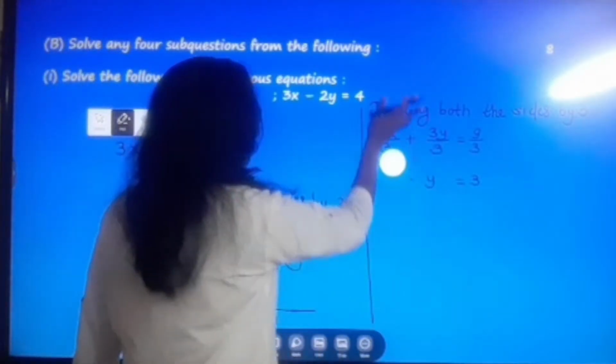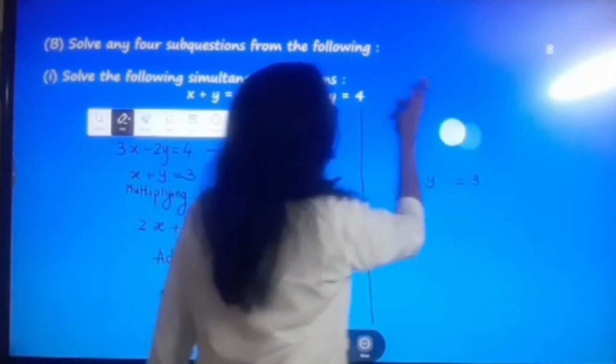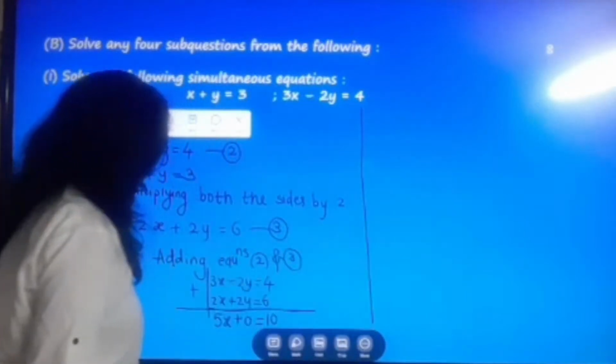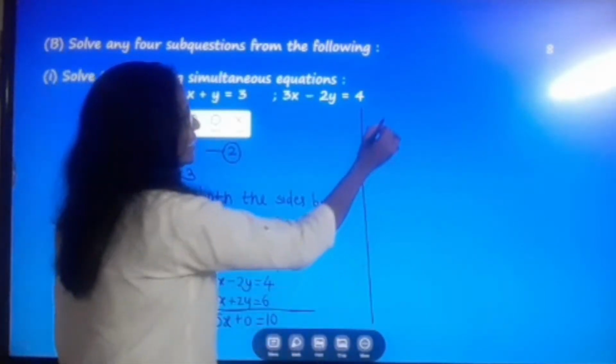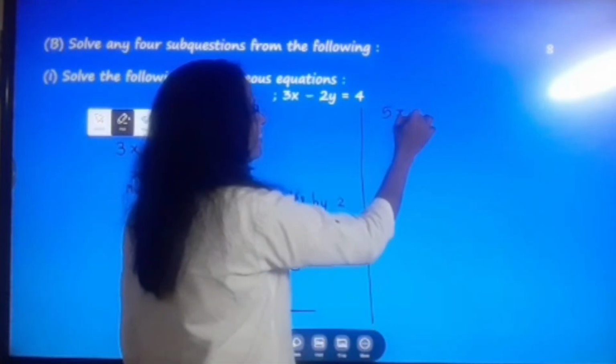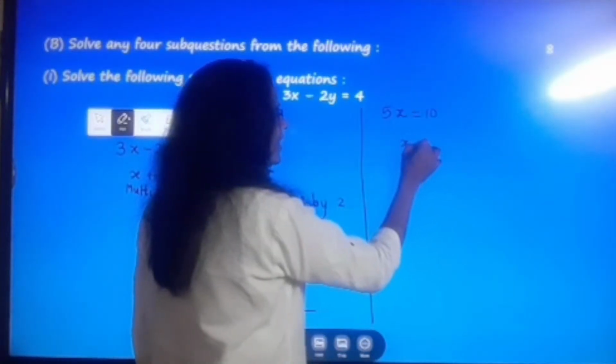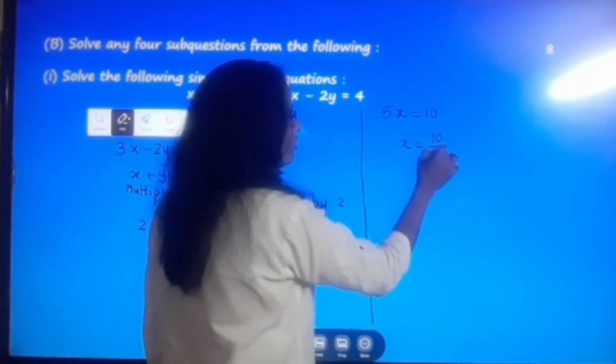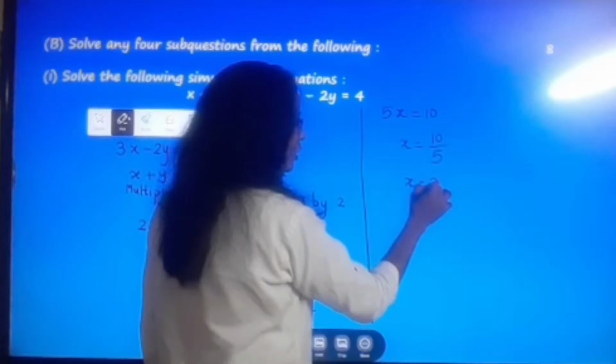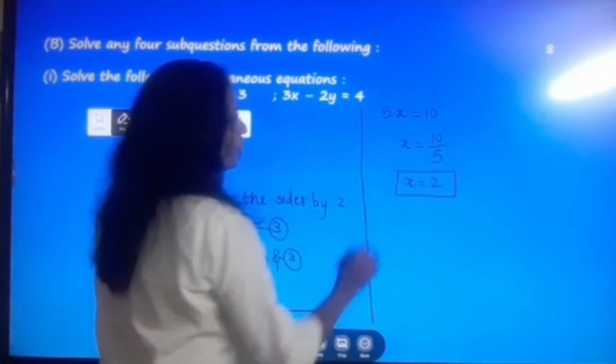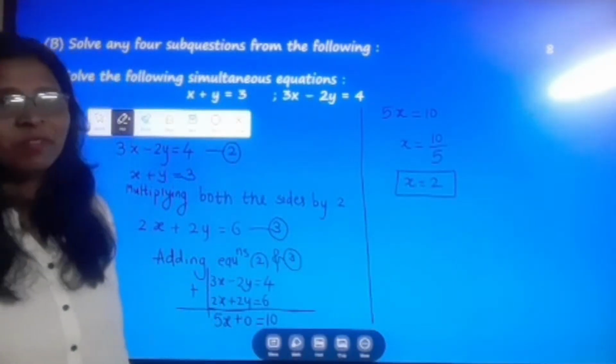Okay, so now here, students, 5x is equal to 10. So here x is equal to 10 upon 5, and then x is equal to 2. We get the value of x is equal to 2.